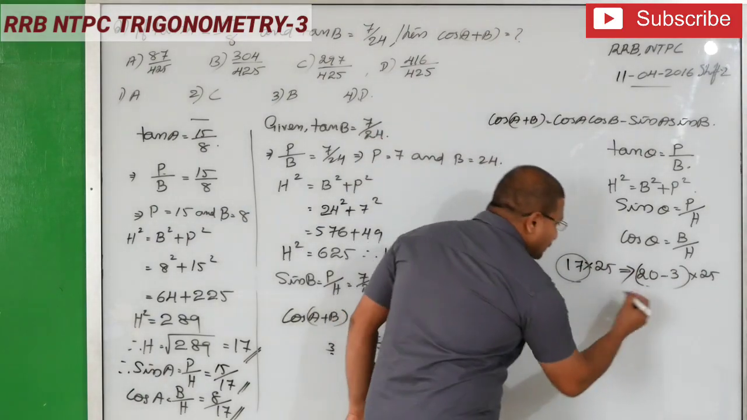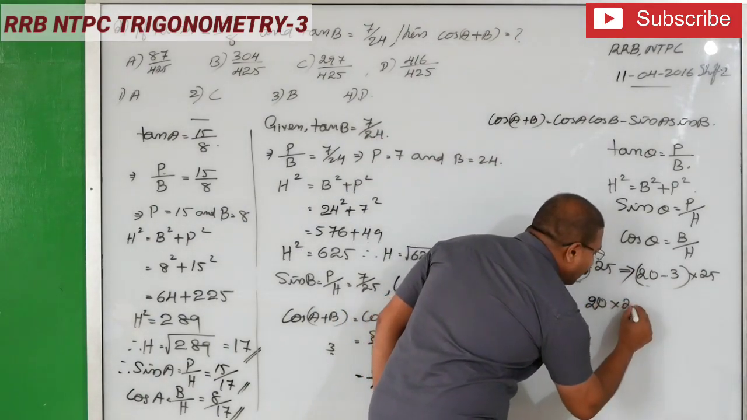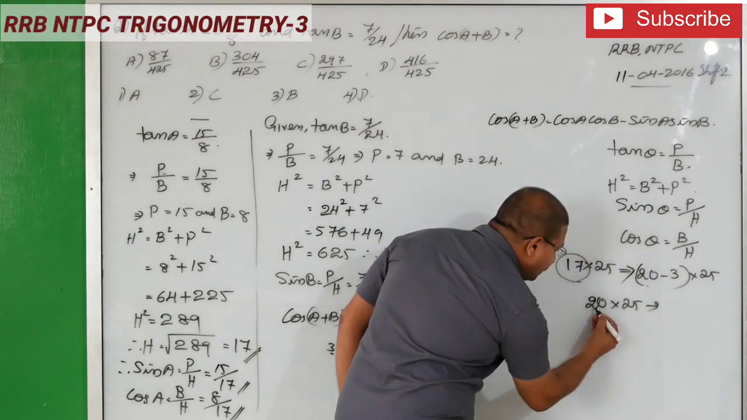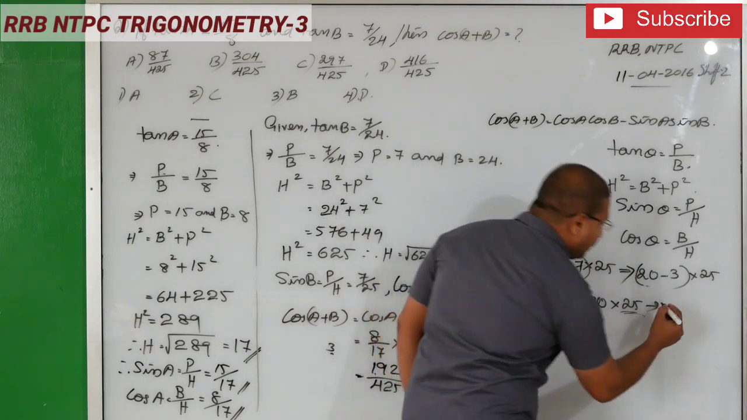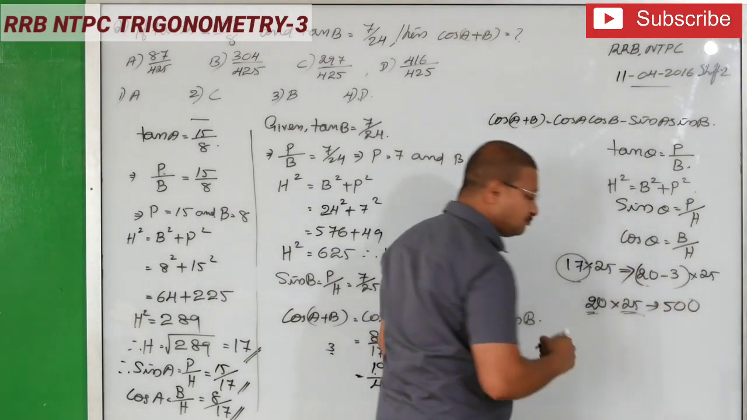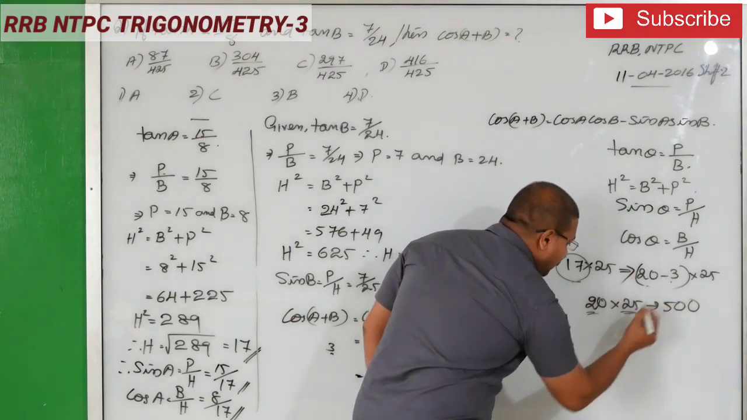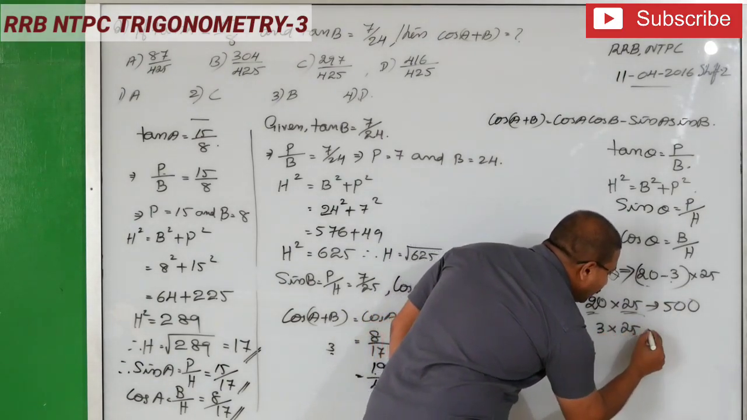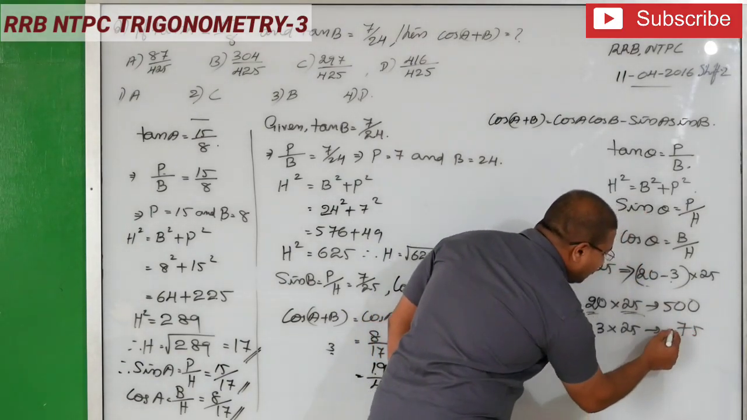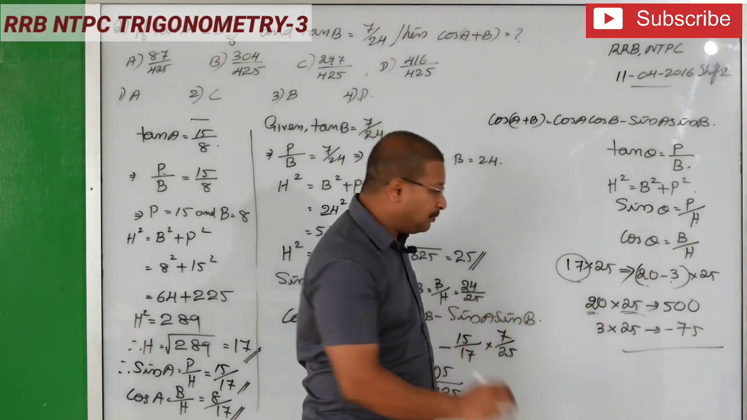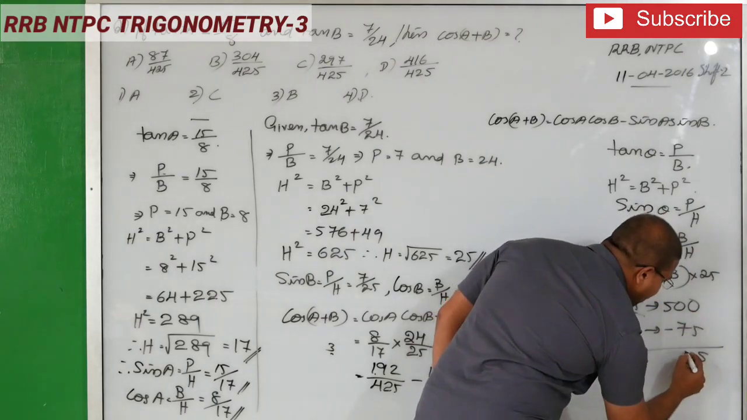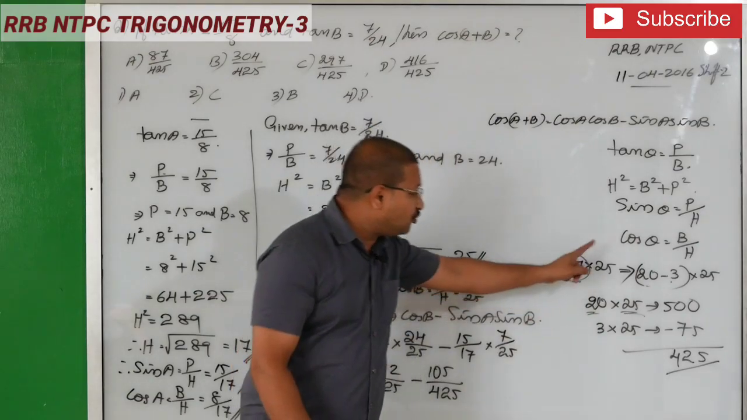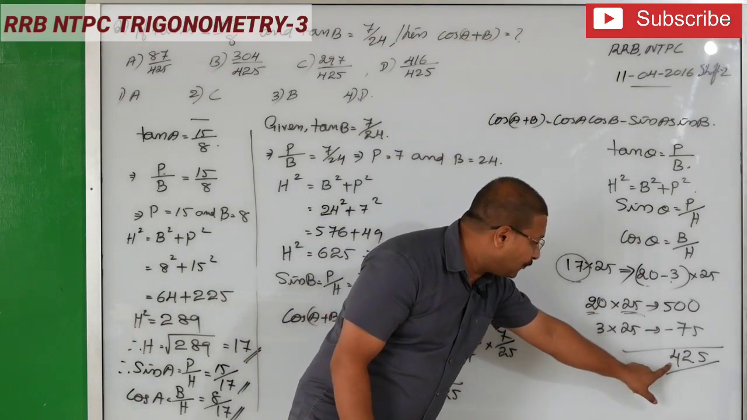After that, see, 20 into 25, what you will get? 20 into 25 means 2 into 25, 2 25s are 50. After that, one more 0. Again, 3 into 25, 3 25s are 75. Now we'll minus it. 10 minus 5, 5. 9 minus 7, 2, and 4. That means 17 into 25 if you multiply, you are going to get 425.